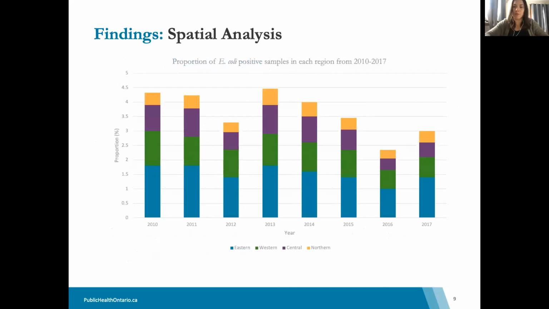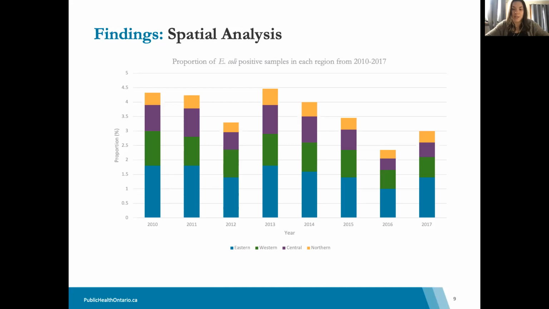So this illustrates the proportion of E. coli positive samples in each year in the data set separated by region in Ontario. So Eastern, Western, Central, and Northern. And this is the number of submissions, not unique wells. As you can see, 2016 is noticeably lower, and this was actually a drought year in rural Ontario, and it's highest in 2013, and this year was characterized by a lot of localized flooding.